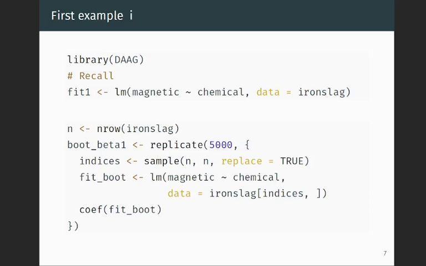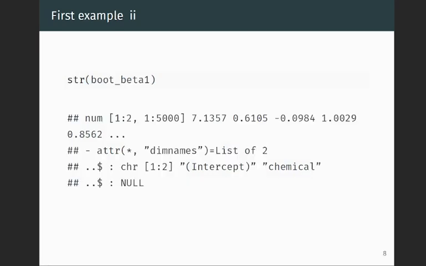And finally, the output is the coefficient estimates. So we're using the function coef to extract the coefficient estimates from that bootstrap model fit. And then we repeat this 5,000 times. What we get in the end is a matrix with 2 rows. Each row corresponds to a different regression coefficient, and then 5,000 columns. Each column corresponds to a different bootstrap sample. You can see we even retain the names of each coefficient as row names for our matrix. We get intercept and chemical.